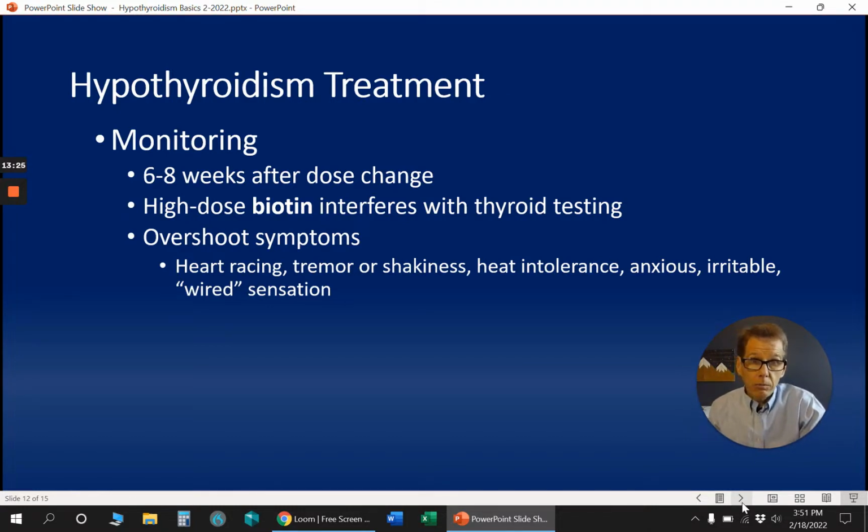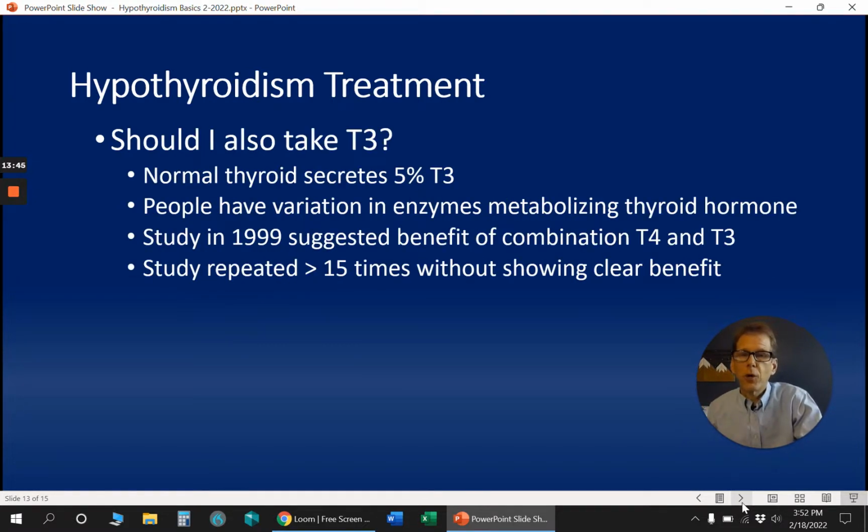And you'll want to let me or your provider know if you're having symptoms that might say we've overshot or you're on the too high side: heart racing, shaky, anxious, jittery, tremor, sweating too much, irritable, having a wired sensation. These are all things that are important to let your doctor know, that maybe we've gone too far with the dose.